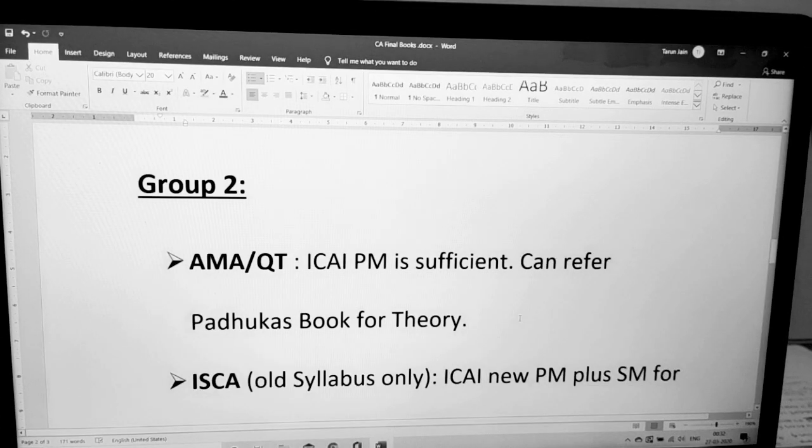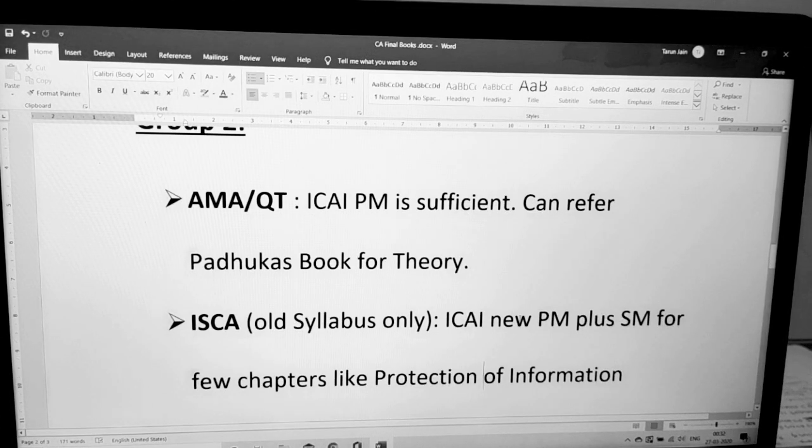Now going to Group 2, starting with AMA and QT. Now QT specifically for the old syllabus. So AMA is common for old and new, right? For this the PM is more than sufficient, and the syllabus is so vast that I don't think you'd have the time to go through the SM in any case. For theory, if you need the theory in simpler words, you can look at the Paduka's book. But right now, if you do not have that book, do not panic, just go through the PM. It is more than sufficient.